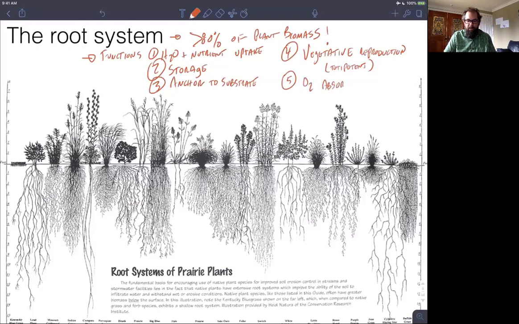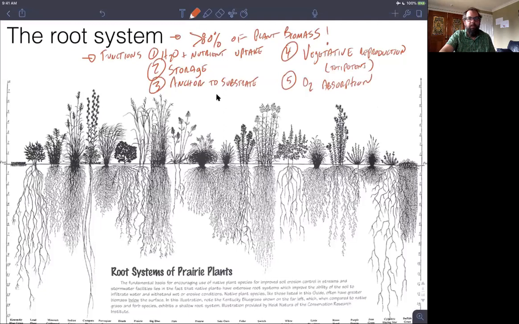So we talk a lot about carbon dioxide because of its role in photosynthesis, and plants absorb carbon dioxide and give off oxygen through that photosynthetic process. Well, plant cells also have to respire, and so plant cells also need oxygen. Much of that oxygen is absorbed through the root system. And so oxygen absorption is a big role of the roots themselves. Okay, so those are the main functions of the root system.